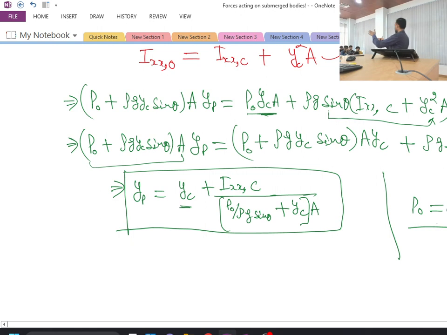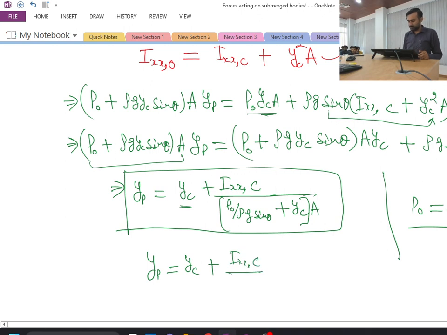If pressure is acting from the top side and the bottom is also open to the atmosphere, then on the top side we have P naught plus some additional pressure because of the depth of the water. So in many circumstances P naught can be equal to 0. If P naught is 0, then my yp value simply becomes yc plus Ixxc divided by yc into A. Is this point clear? Okay.